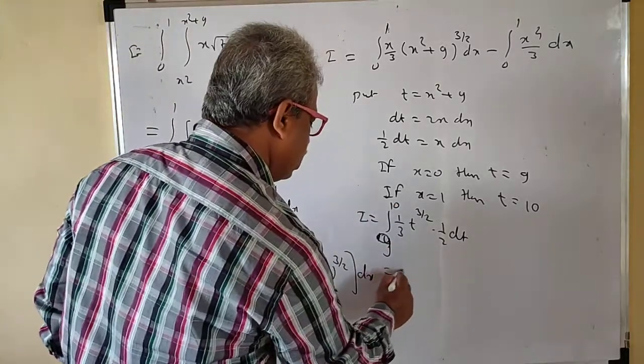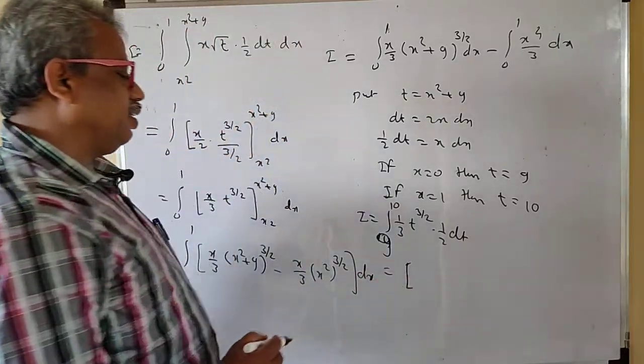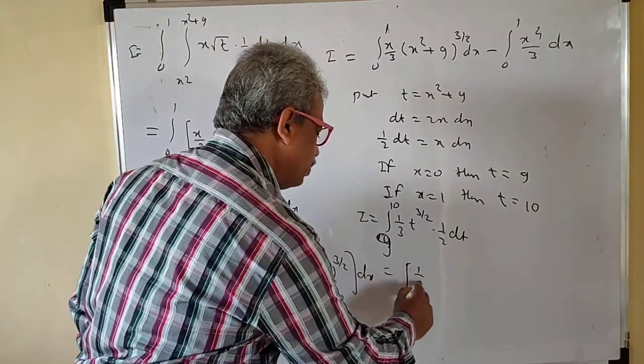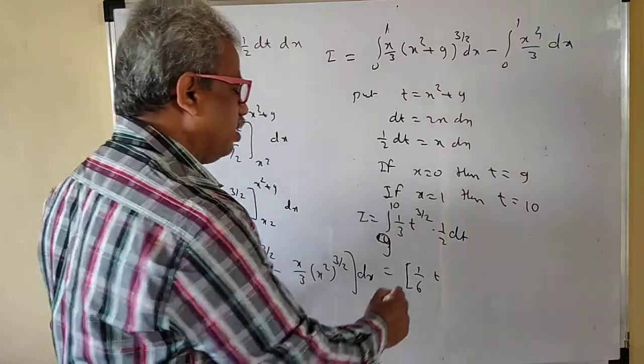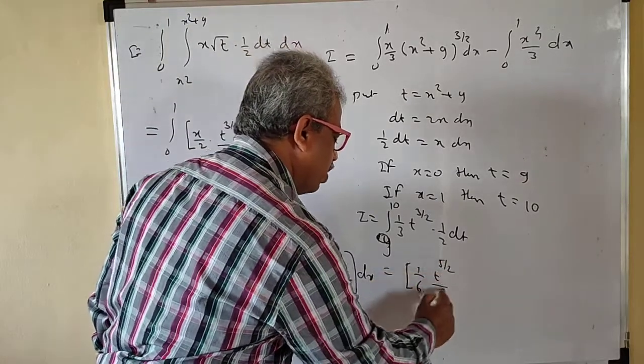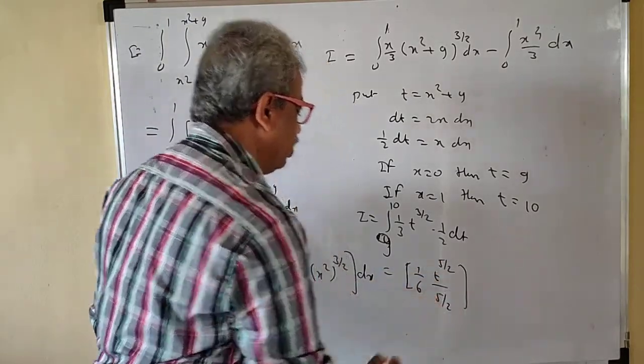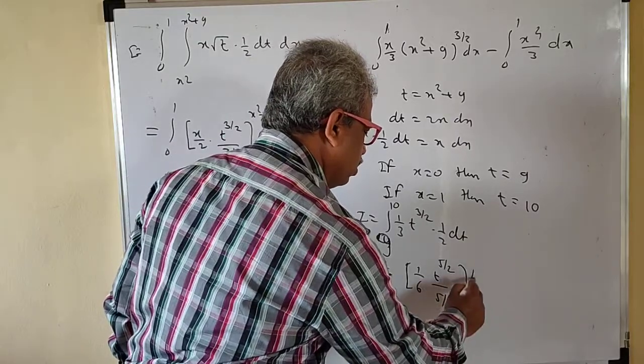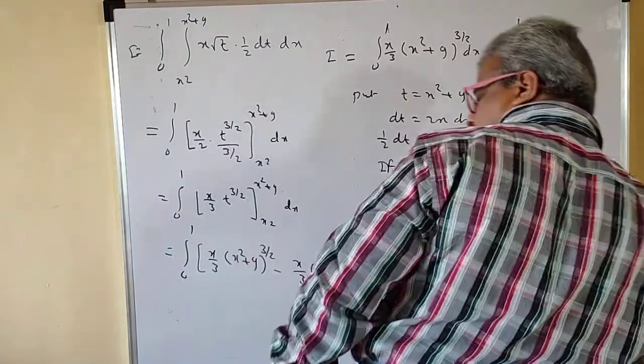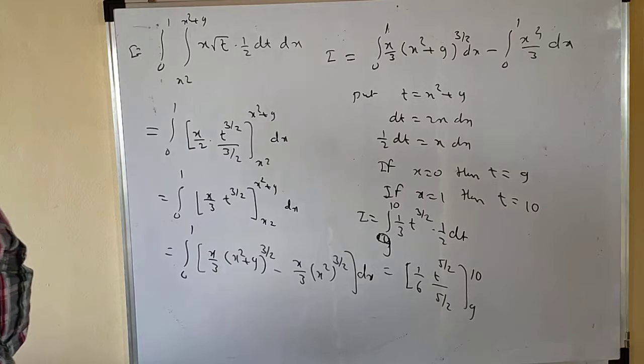Now we will directly take the integration. This is 1 by 6, t to the power, add 1, now this is 5 by 2, upon 5 by 2, from 9 to 10. Okay, so 9 to 10, now check.